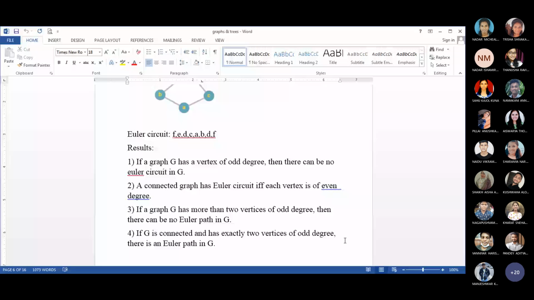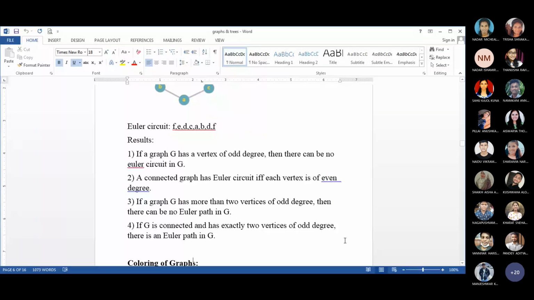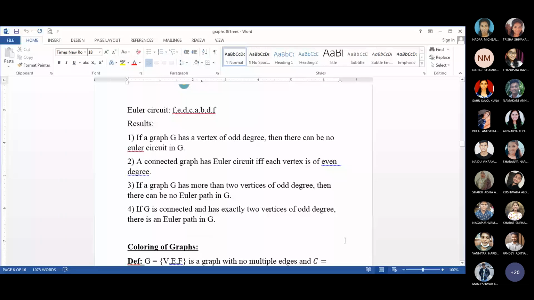The third result says if a graph has more than two vertices of odd degree, then there is no Euler path. That is the third result.